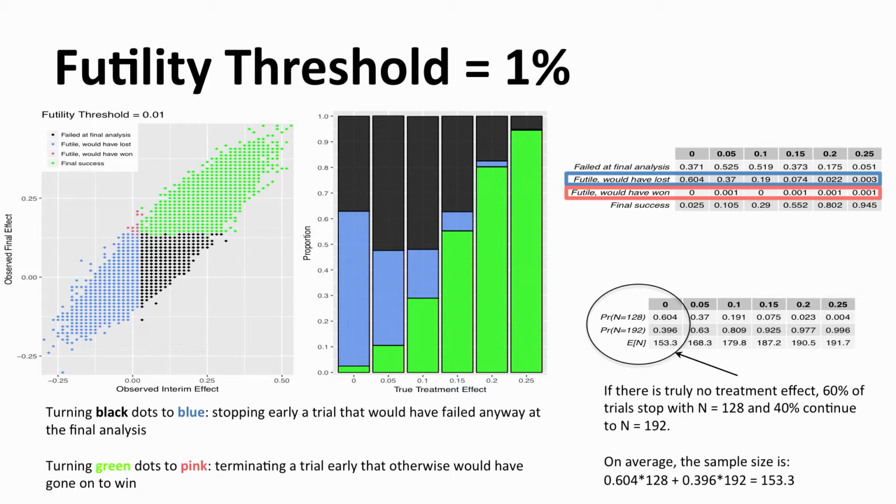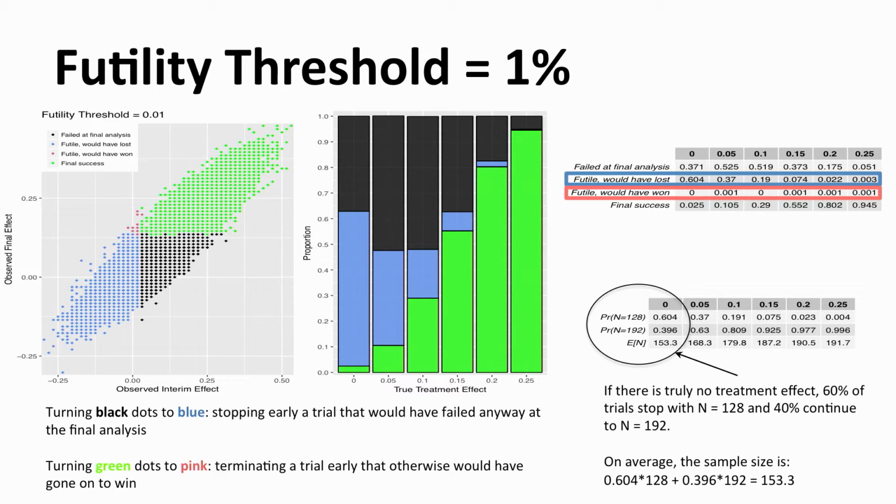So 60% of those trials stop at a sample size of 128. The remaining 40% of those trials go out to a sample size of 192. So on average, we've reduced our sample size to about 153 subjects. Notice that we've also stopped some trials for futility in our good scenarios, but that's not necessarily a bad thing if we're stopping trials that were already doomed to failure.